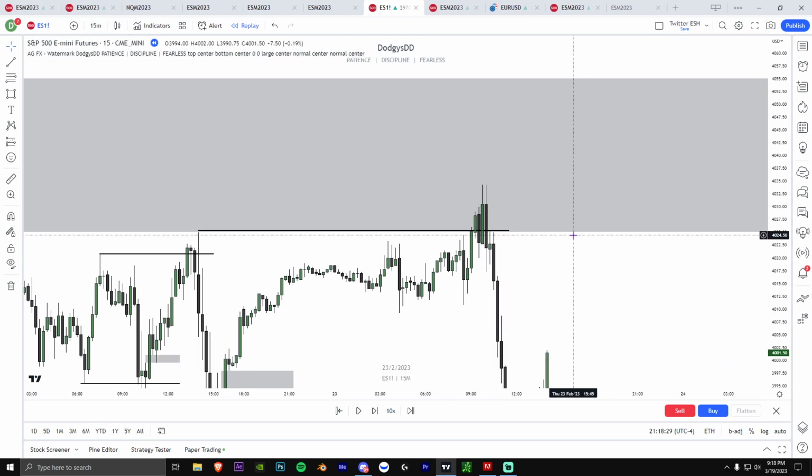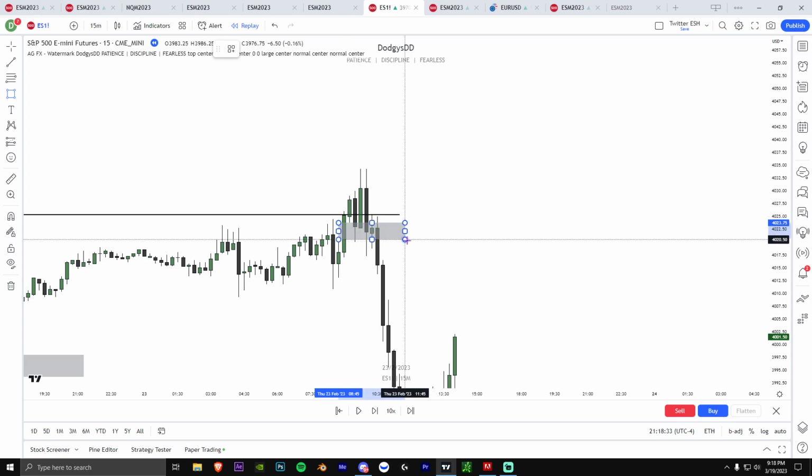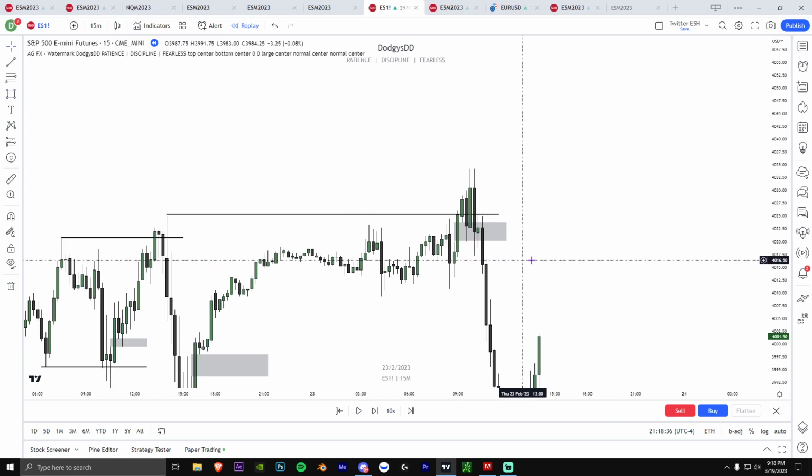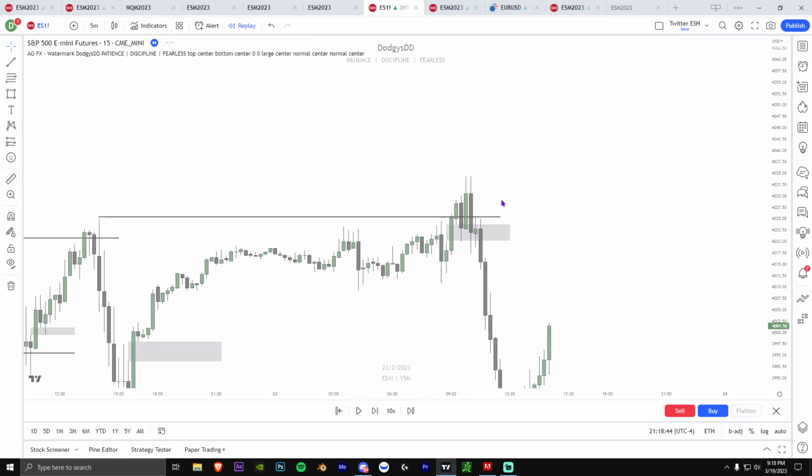There's a little more advanced. Okay, so basically, see how we broke this. Okay, oftentimes when we break a fair value gap going up, we hit buy side and we dump through it, okay, you can often take the retest.